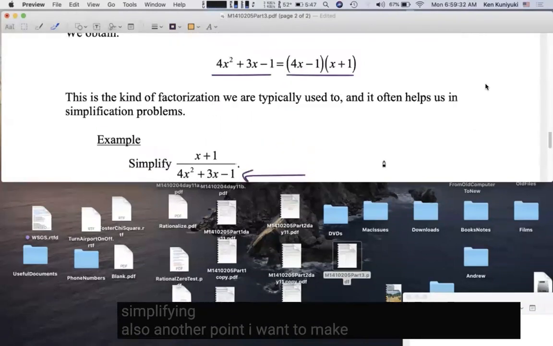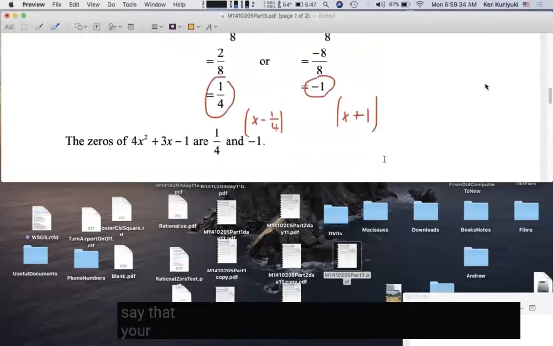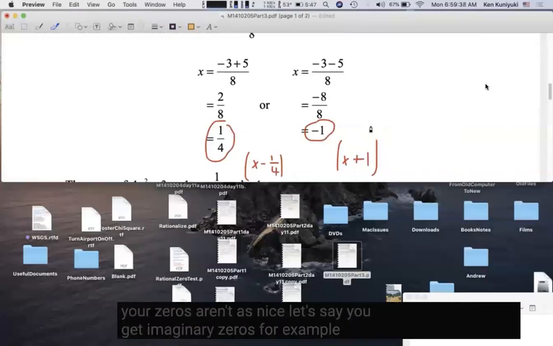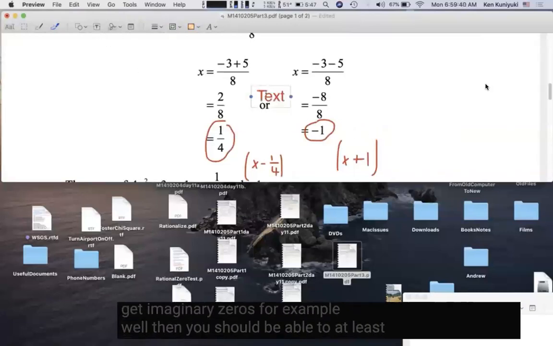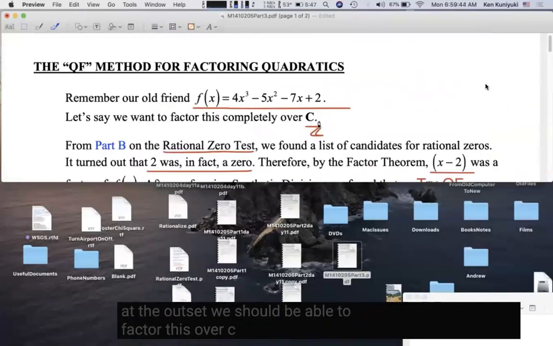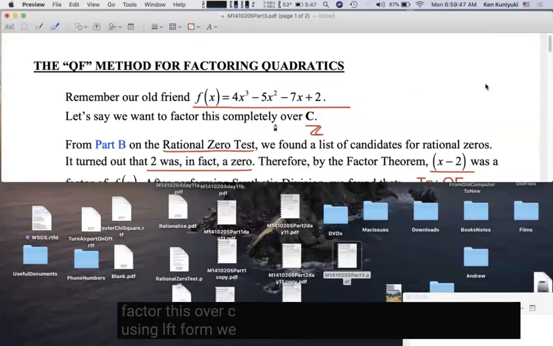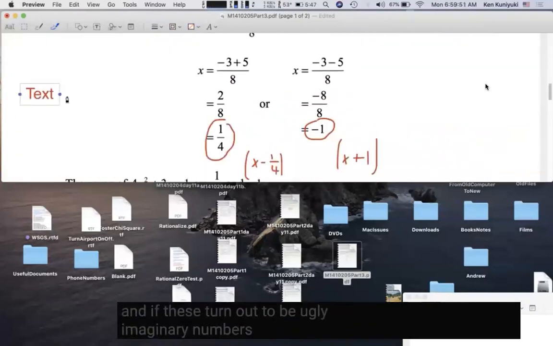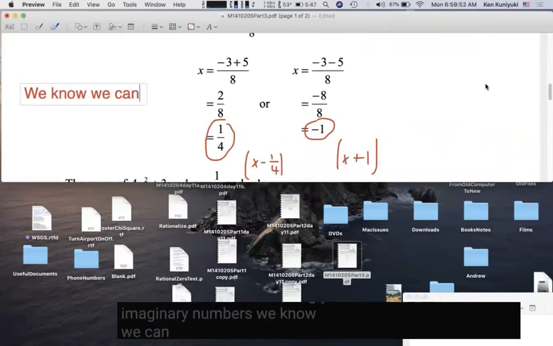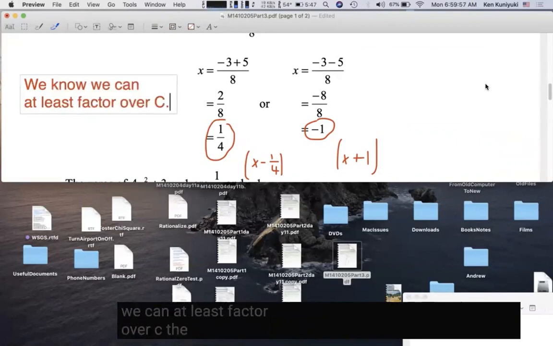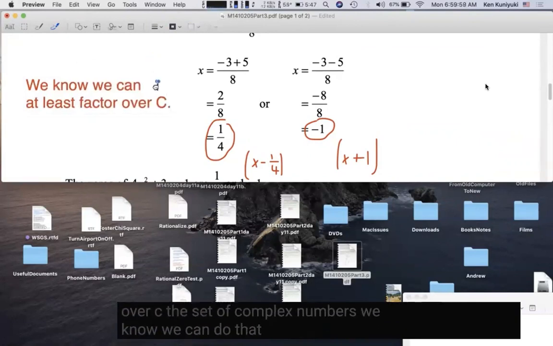Also, another point I want to make. Let's say that your zeros aren't as nice. Let's say you get imaginary zeros, for example. Well, then you should be able to at least factor over C. We know that at the outset, we should be able to factor this over C using linear factor form. And if these turn out to be ugly imaginary numbers, we know we can at least factor over C, the set of complex numbers. We know we can do that at this point.